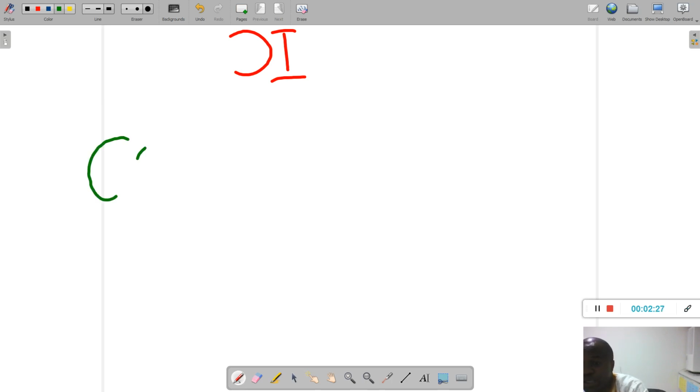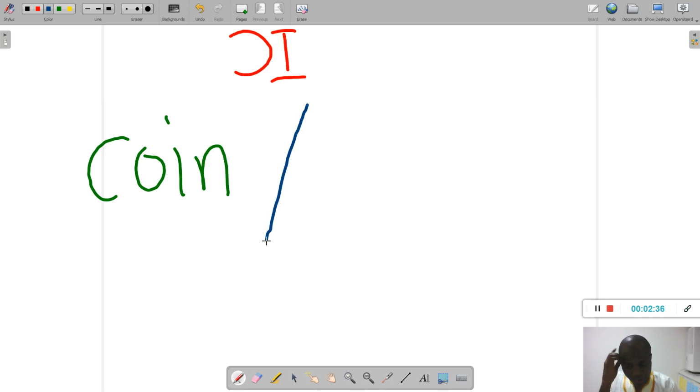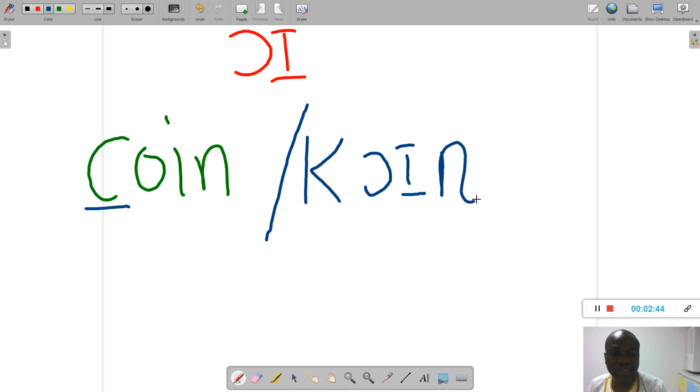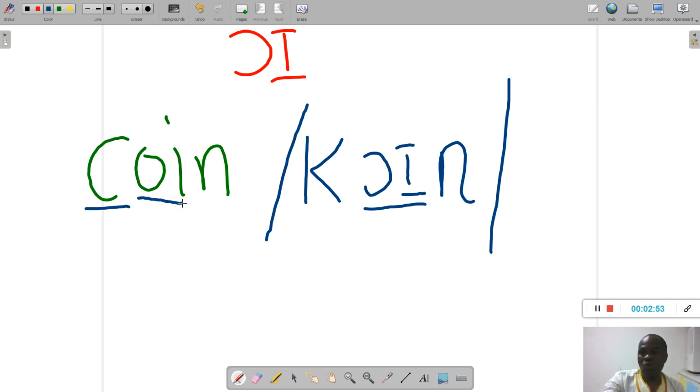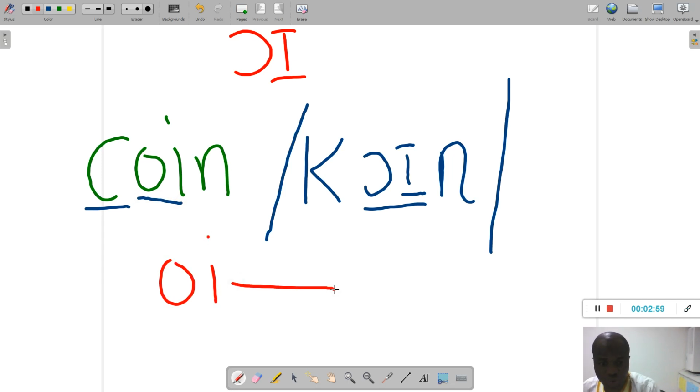So we have coin. That is our grapheme, coin. If you want to write the IPA, this is going to change to K, then oi, and so coin. So this sound here is the same as that sound over there. So the sound oi in the grapheme changes to this sound in the phonemes. So phoneme and grapheme, you can see the difference now.